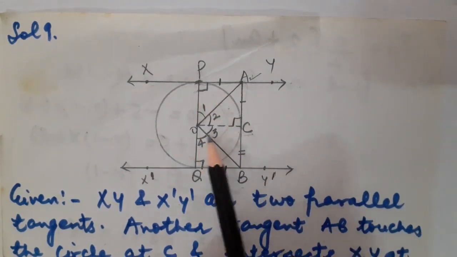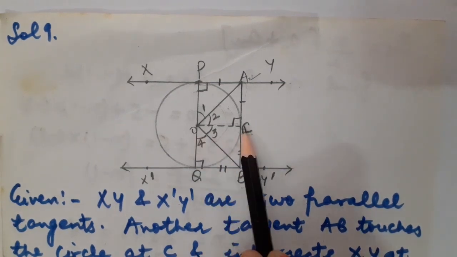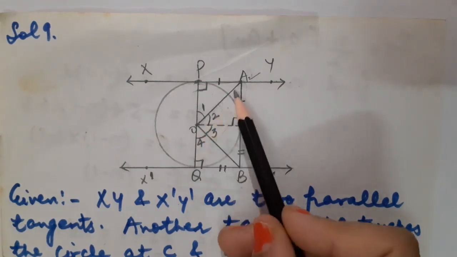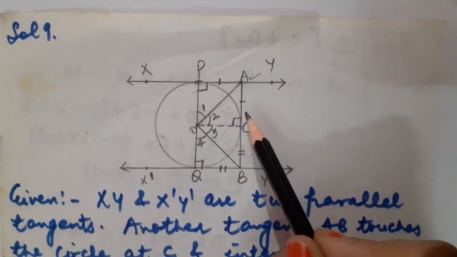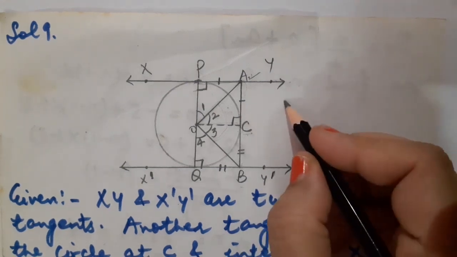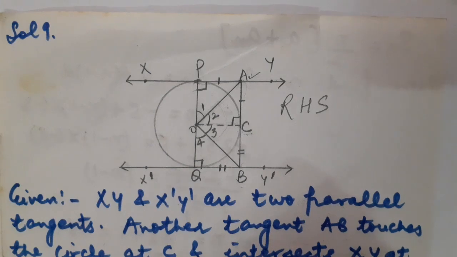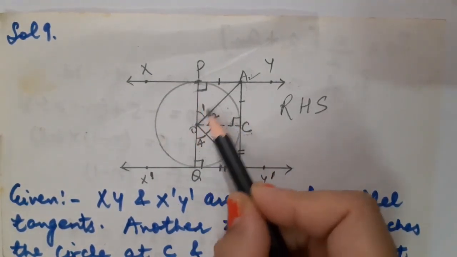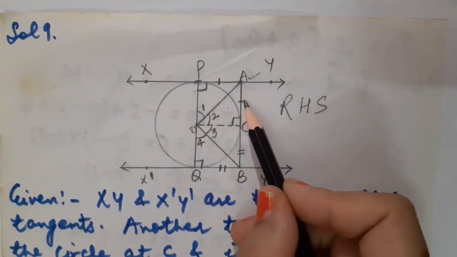In the same manner, children, OC is also perpendicular to AB. Why? Because OC is also a radius and AB is also a tangent. And this OA is common in both the triangles. So I have applied the RHS congruency criteria. How? One, I have taken the right angle. Another one is OA, which is common, that is the hypotenuse, and any side you can take.